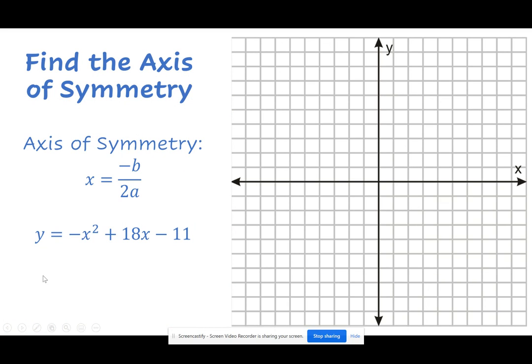So now finding the axis of symmetry. It's the same exact thing that we've been doing, except now we just need the x value. So when we do our negative b over 2a, that's our axis of symmetry because it always goes through the vertex. So in this case, our a is negative 1, b is 18. So we do negative 18 divided by 2 times a. So we get positive 9.